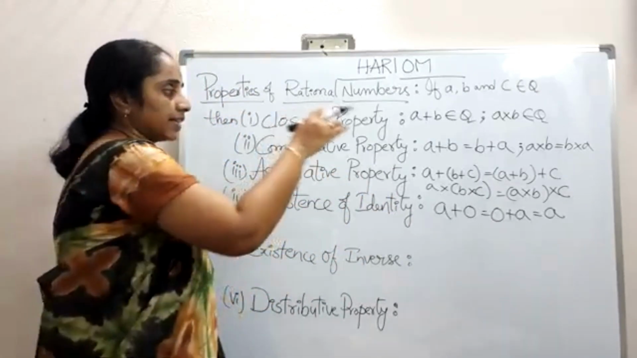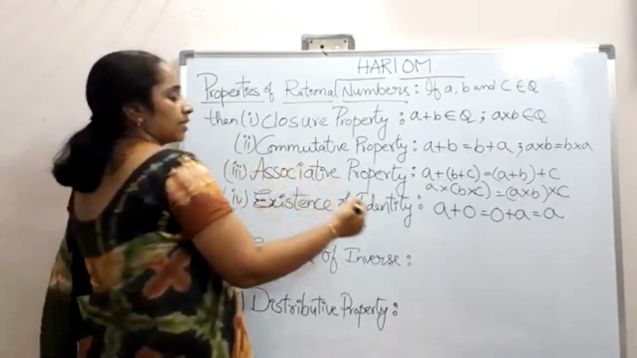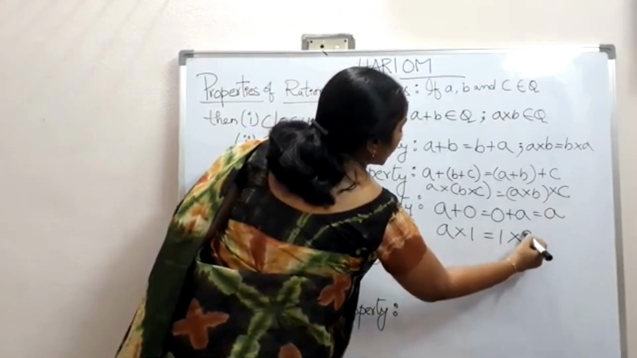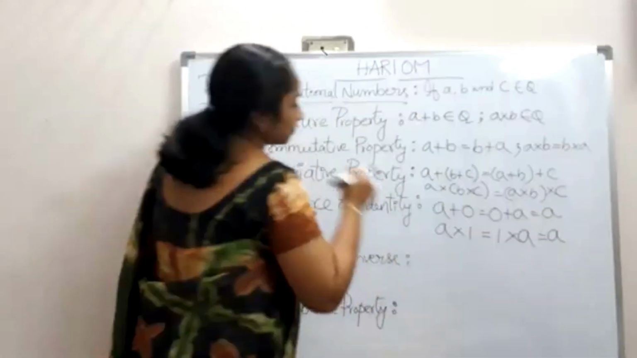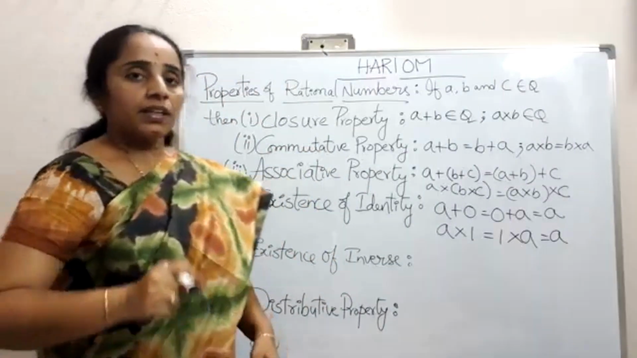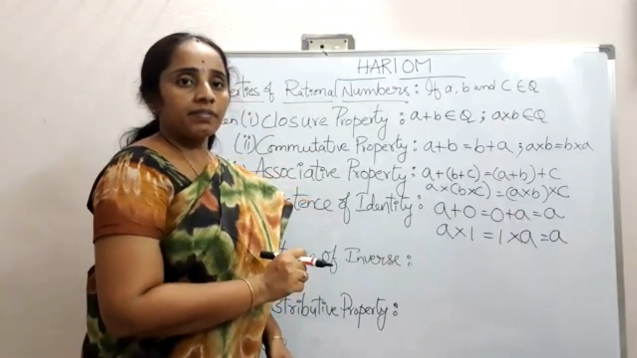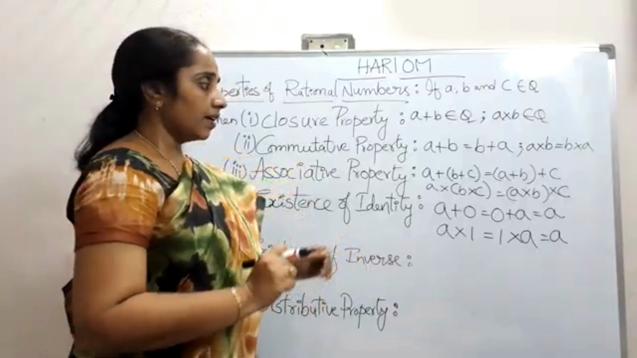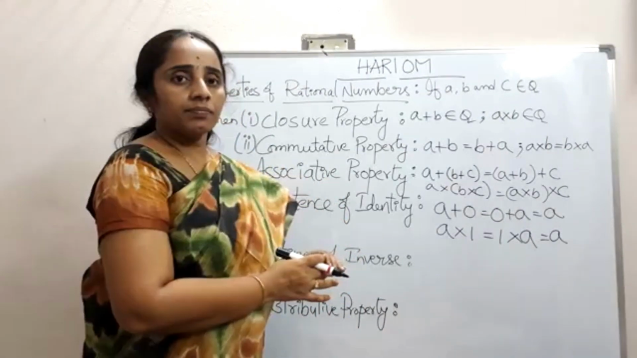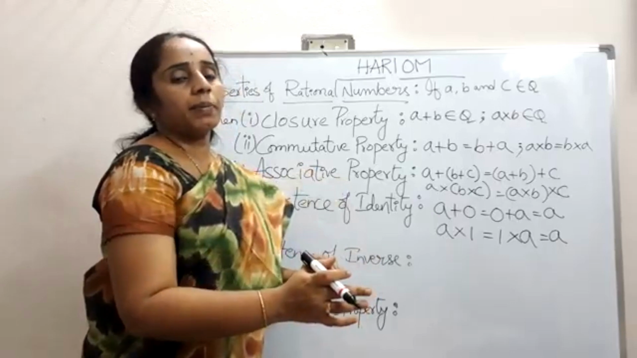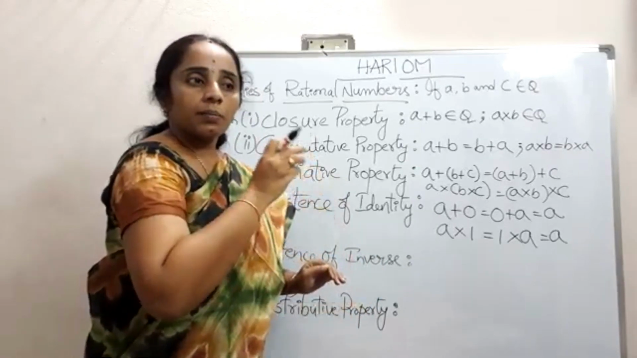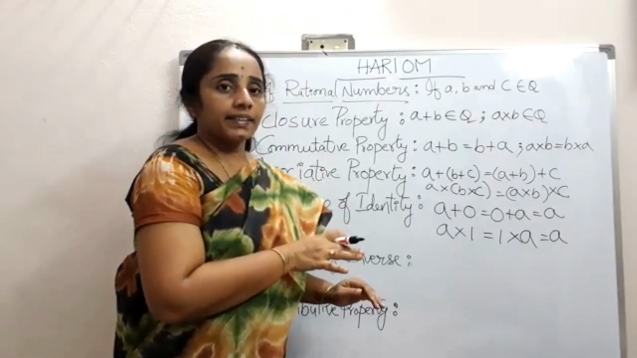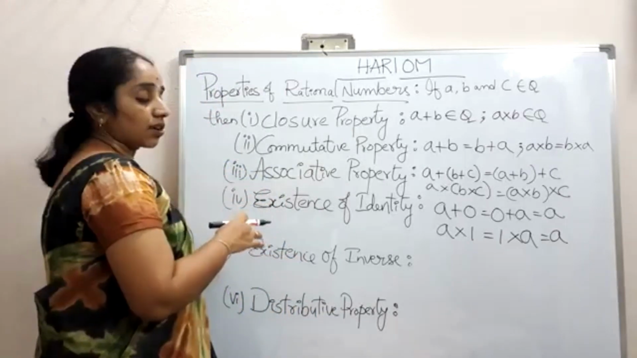In the same way, now we are going to discuss it under multiplication, that is, a into 1 is equal to 1 into a is equal to a. Under multiplication, if we multiply any number by 1, we get the same number a as the result. So the number we multiplied by, we call the multiplicative identity. The next one is existence of inverse.